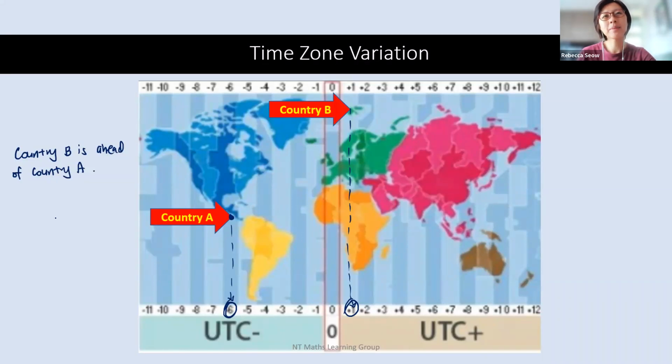What else can we say about country A and country B? Country B is ahead of country A by a few hours, and let's see how many hours. So from -6 to 1, right? It goes 1, 2, 3, 4, 5, 6, 7 hours, okay? So country B is ahead by 7 hours as compared to country A.